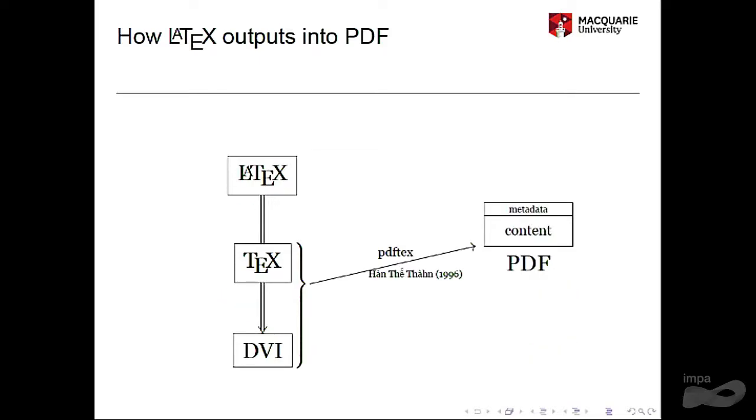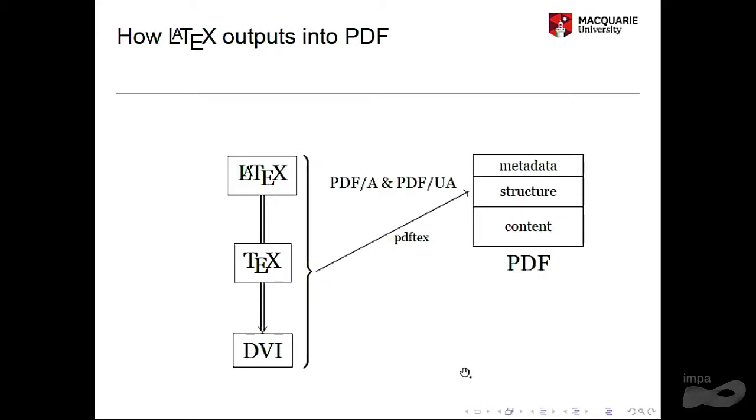When PDF TeX came along, you don't need to go via DVI or PostScript anymore. A typical document has some content, and there's a little bit of metadata that gets put in there automatically by PDF TeX. When you go to accessibility standards, you have to do a lot more. A lot more work needs to be done.